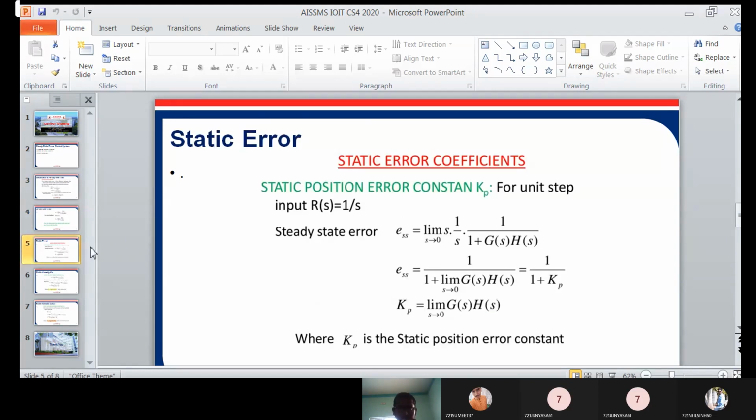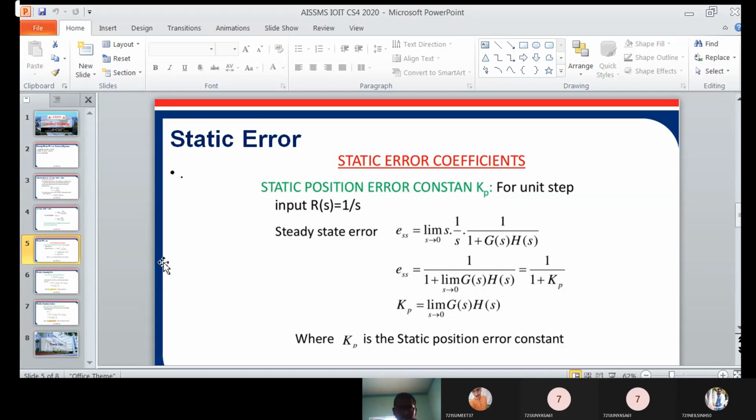But when we are discussing about static error, the static error coefficient is of three types. One is static position error constant Kp, second one is Kv, that is velocity error constant, and third one is Ka, that is acceleration constant.